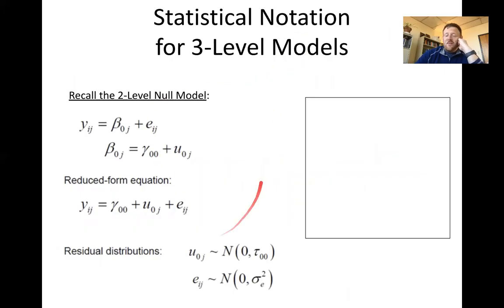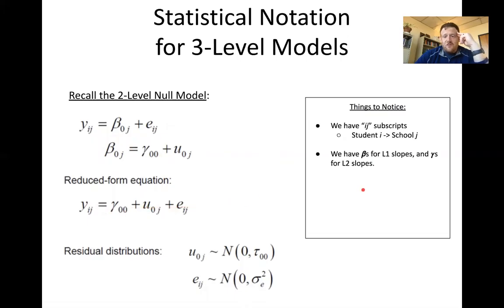So this is a refresher of the notation for a two-level null model. A couple things to notice. We have an ij subscript here because we're looking at two levels. Student i, for example, nested within classroom j. So you'll see those i's and j's follow through in the notation. Student i in school j.